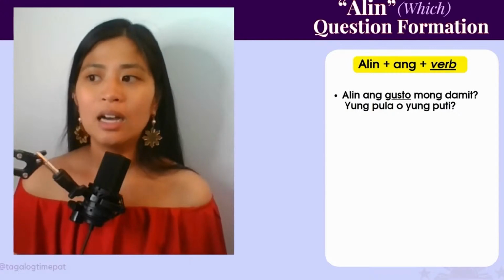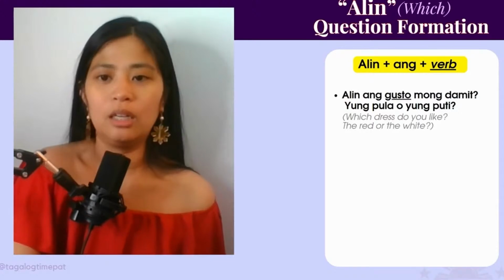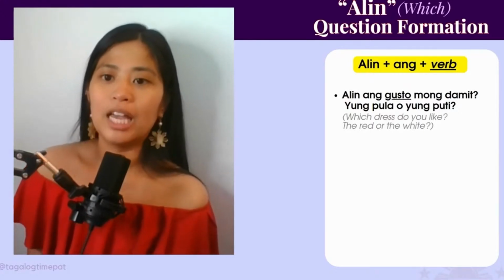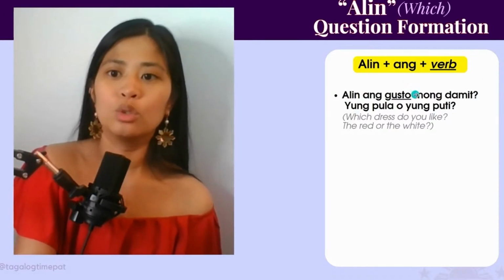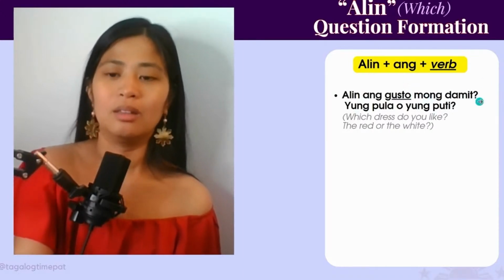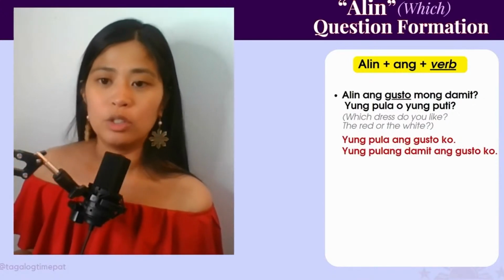So, alin ang gusto mong damit? Yung pula or yung puti? Which dress do you like? The red or the white? Alin ang gusto mong damit? Your response would just be one of the choices.